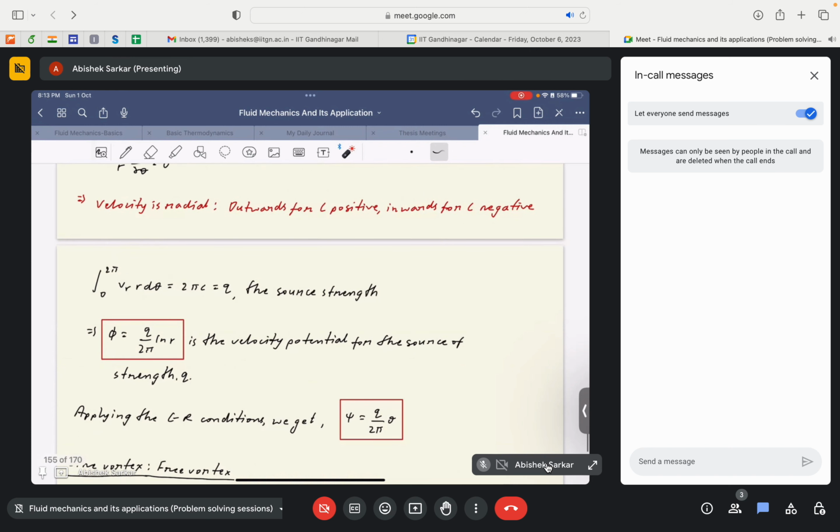So if q is equal to 2 pi c, then we get c is equal to q by 2 pi.